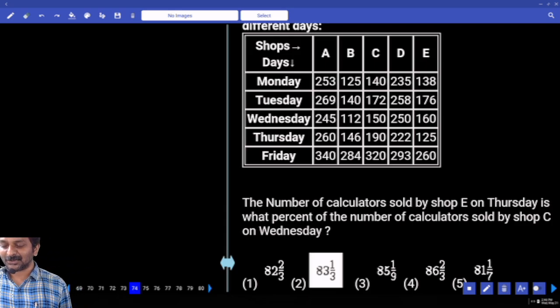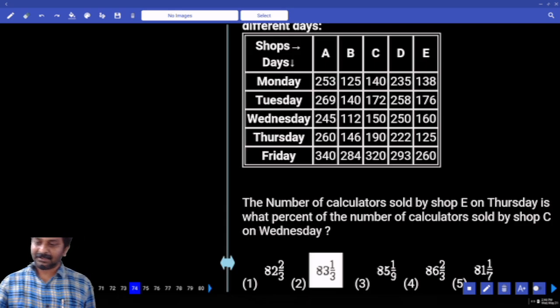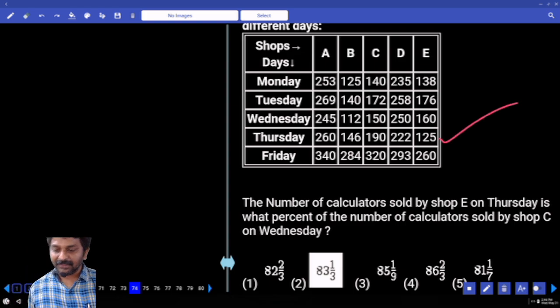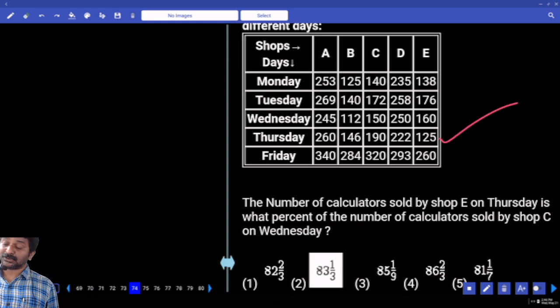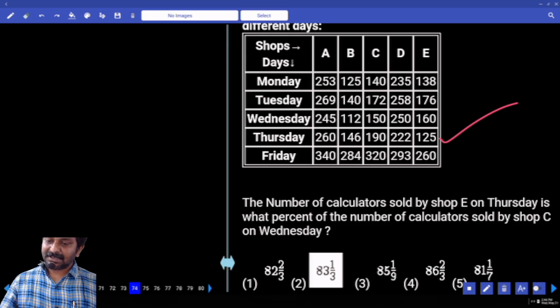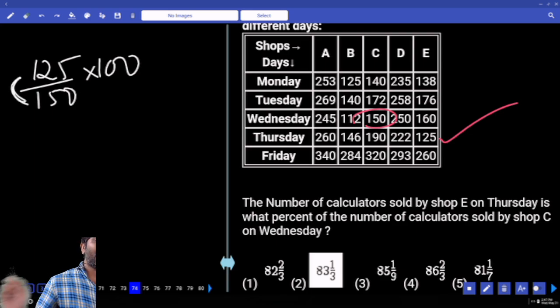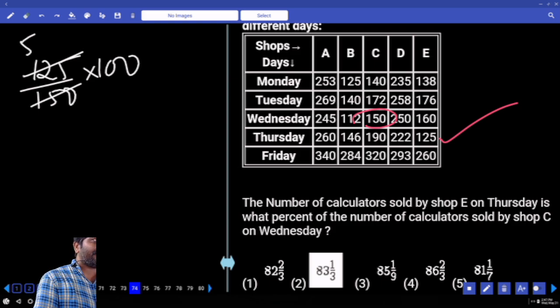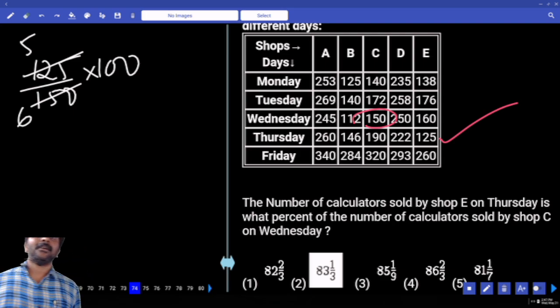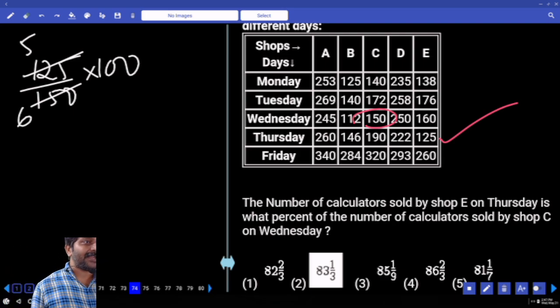The number of calculators sold by shop E on Thursday. 125 is what percent of the number of calculators sold by C on Wednesday? C on Wednesday, 150. So it is 125 upon 150 into 100. Correct. Difference between numerator and denominator. Otherwise you can directly write it as 5 times of 25, 6 times of 25. 5 by 6.